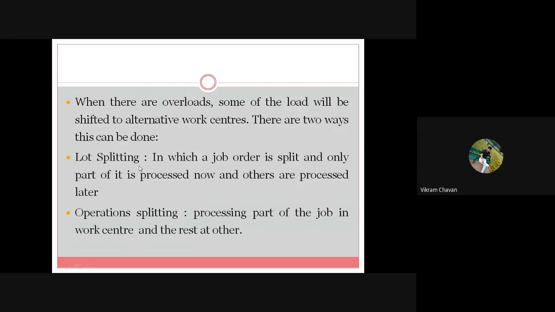In lot splitting, the order is split and only part of it is processed now and the rest is processed later.